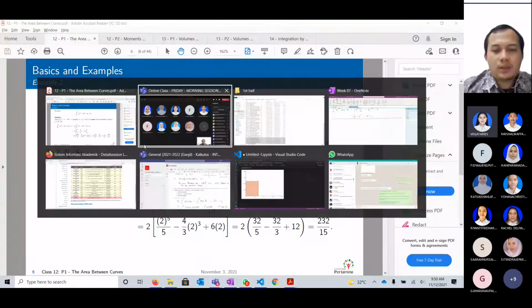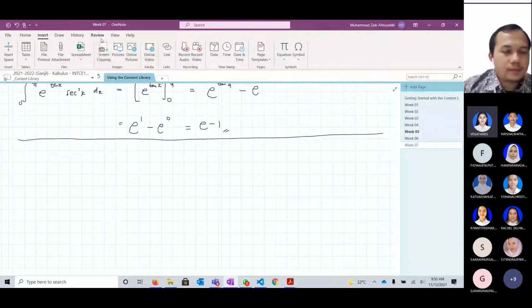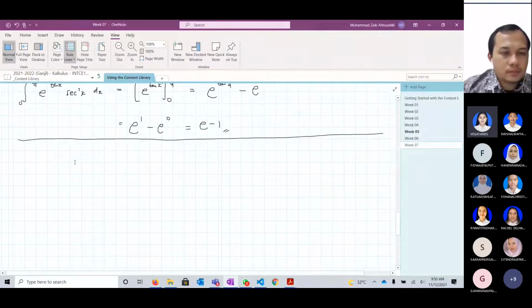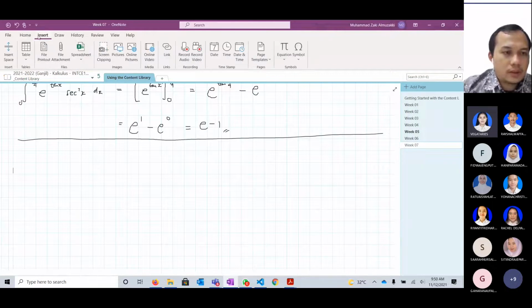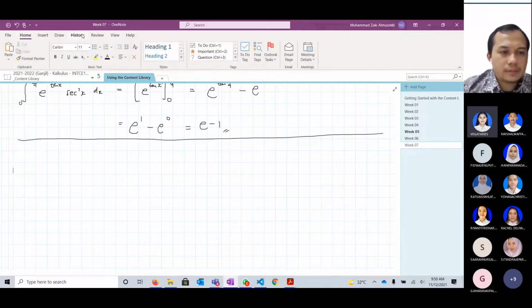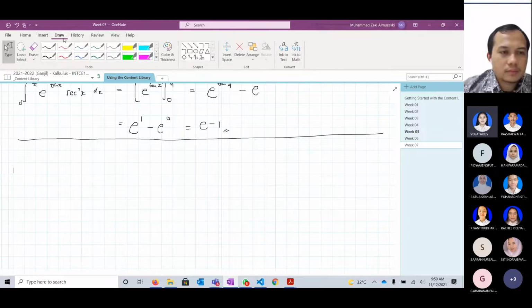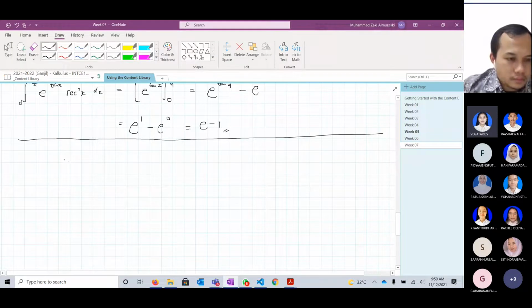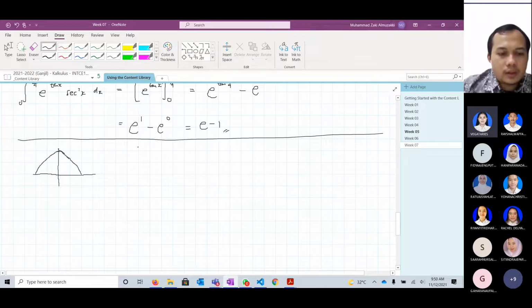Okay, let me illustrate it in a picture. So, even function. So we have this. Let's say we have this kind of curve, or we have this kind of curve.